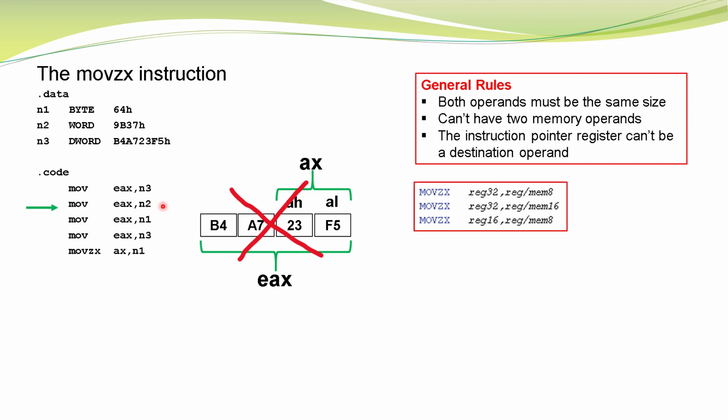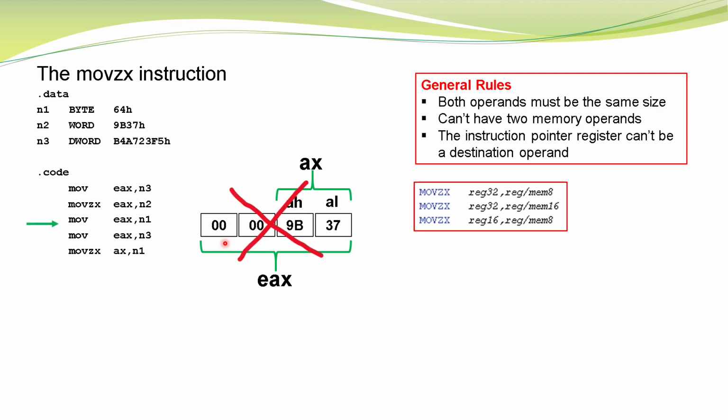I would just be prevented from moving the value in N2 into EAX if it weren't for this instruction we're looking at. Take a look at what I can do. I can change that instruction right there to this one. And watch what happens. It loaded the 9B37 into the lower part of EAX and just zeroed out the top part. Now this only works with unsigned data.